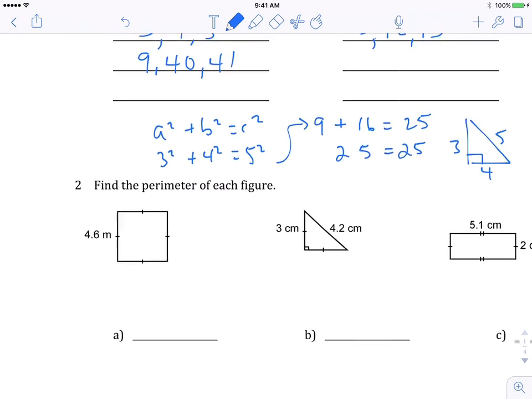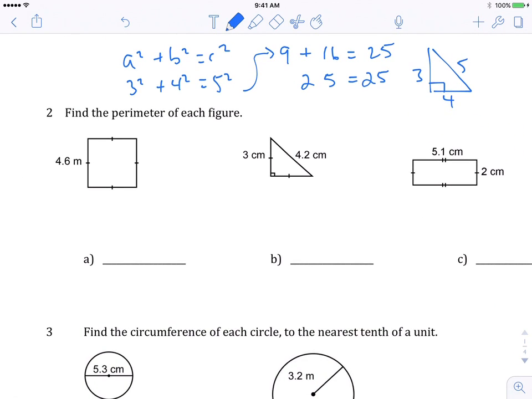All right, finding the perimeter of each figure. The perimeter of a square should be pretty simple because we have these hash marks that tell us that each side of the square is the same in length. So 4.6 meters, again, it's perimeter. So we're just adding 4.6 four times, or 4.6 times 4. 4 times 4 is 16, and 4 times 6 is 24, but in this case it's actually 0.6.